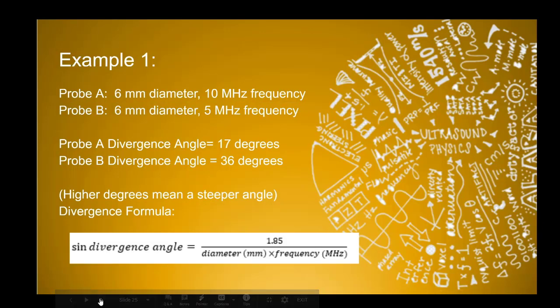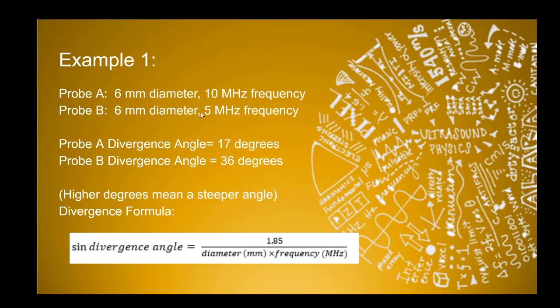And just like with our sound beam and focal depth, we have a formula that kind of illustrates what is happening with beam divergence and frequency. So remember, in our focal depth formula, diameter and frequency were on top of the bar. That meant that they were directly related to focal depth. In our divergence formula, they're underneath. They are the denominator of the formula. So that means that these two items are going to be inversely related to the item that everything is equal to.